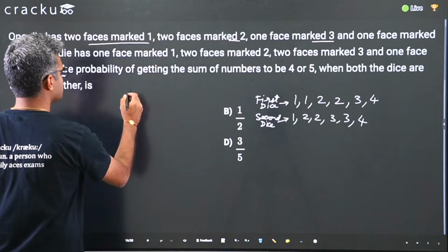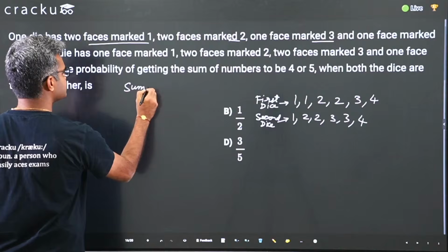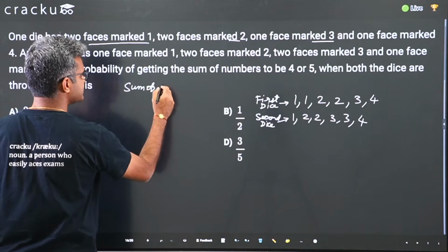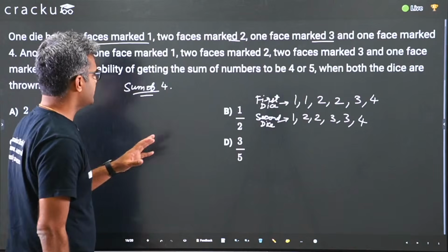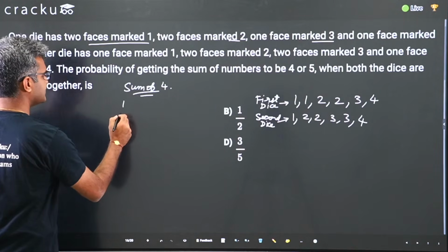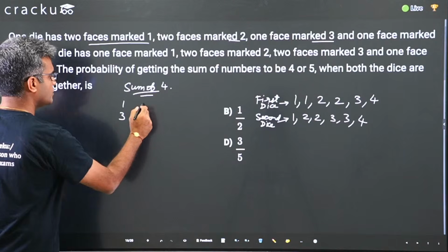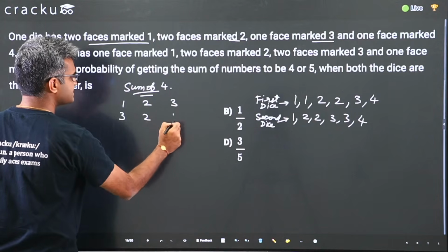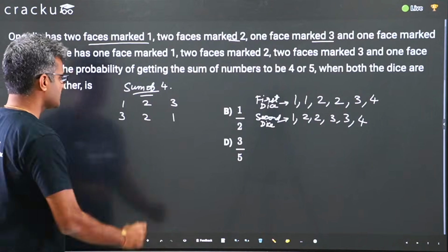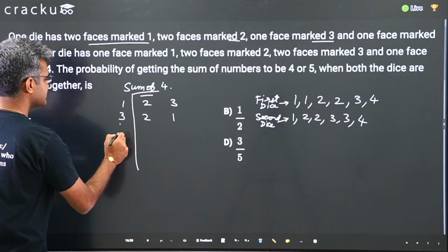Let us first find out the probability that the sum of both the dice is 4. For that to happen, we should either get 1 from the first die and 3 from the second die, or we should get 2 from both the dice, or we should get 3 from the first die and 1 from the second die. What is the probability of this case happening?